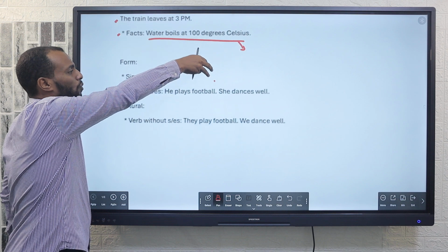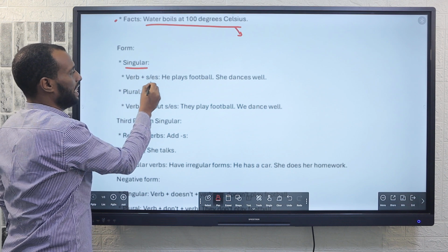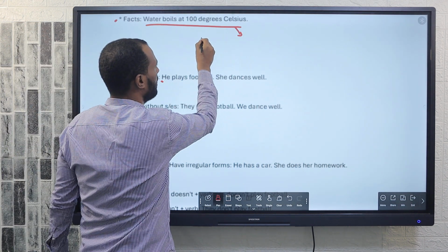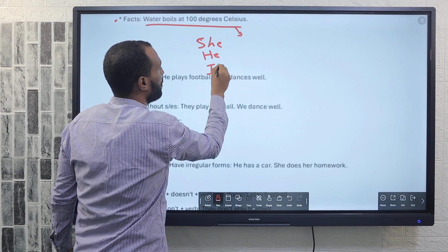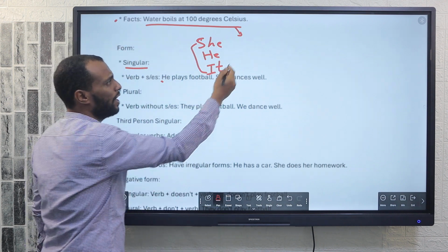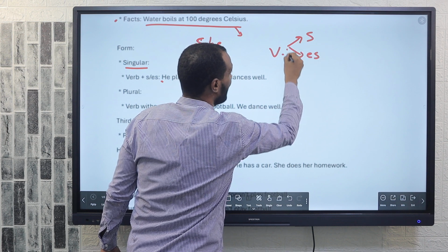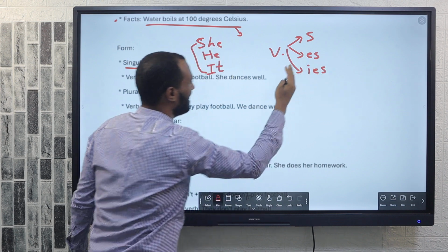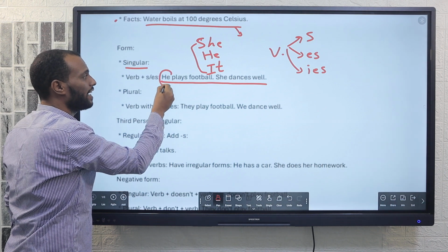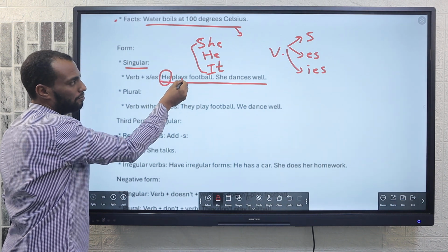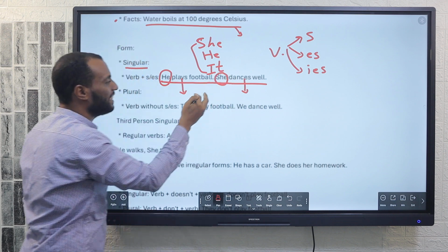Here is the idea now about the form. And the form is so easy. When you find he and she and it, let me write here. So here for she, and then the second one, which is he, and then the third one, which is it. What should I do? And then I have the verb. I'm going to add to the verb s, or es, and then the third choice, which is ies. One more time, like the example, he plays football. If you check, here I have he, and then what do I add? S. And then the second one, she dances. The same idea also related to she.